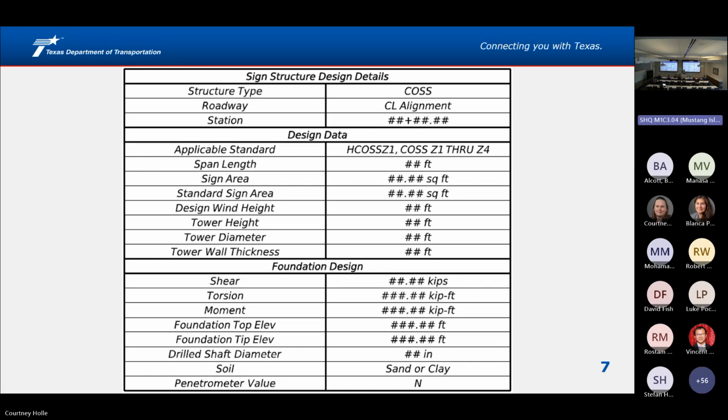So it helps us identify, like, okay, you're in zone 4. Why did you use zone 3? Well, this is why. And then tower heights, wall thickness, and your foundation design. So if you're using a standard, it's all pulled from the standard sheets. It helps us quickly review because it's all in one sheet. We can take that and do our shop drawing review.